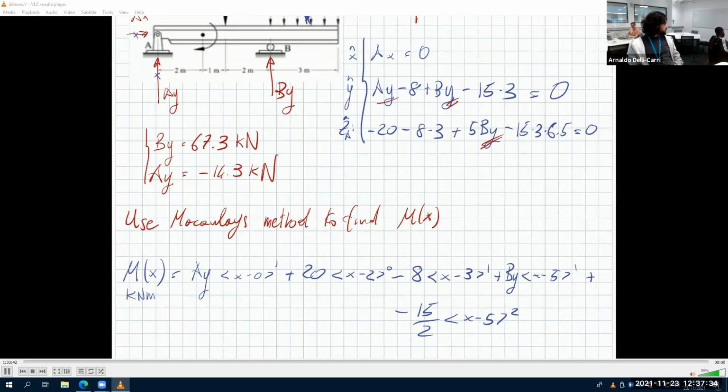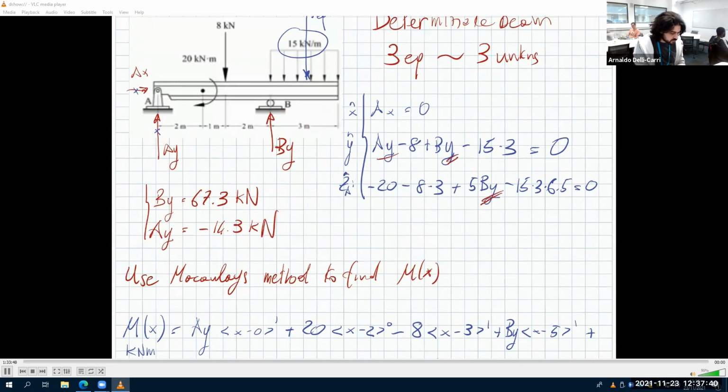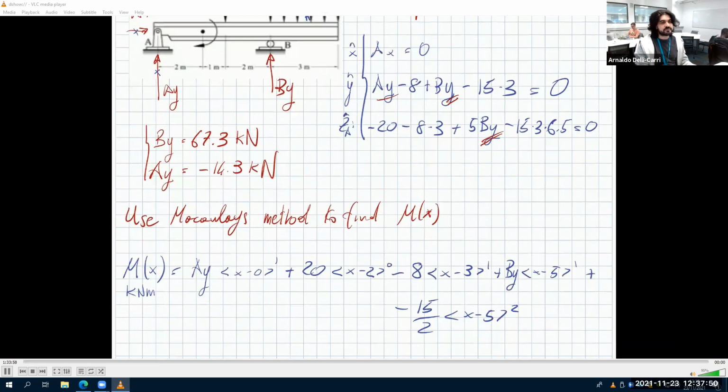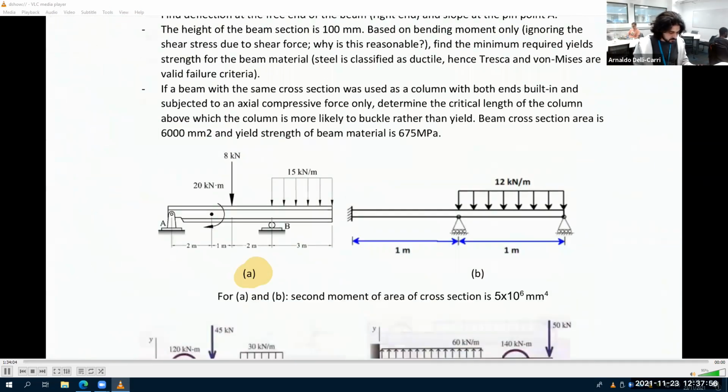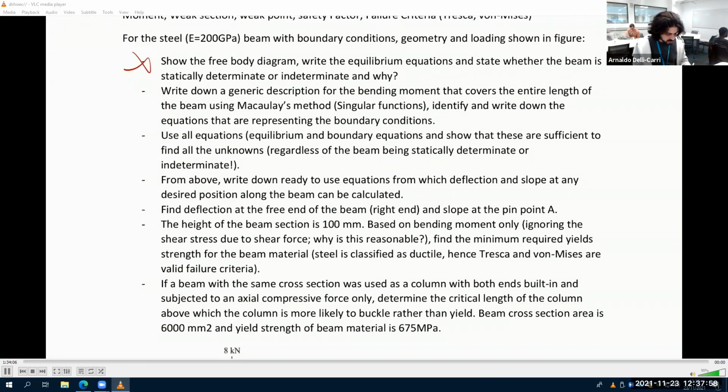Should it not be minus 8 times x minus 4? x minus 3. It's 3 meters away from the start. Oh, sorry. Yeah, okay. All right. So that's it. Write down the generic expression. Done.